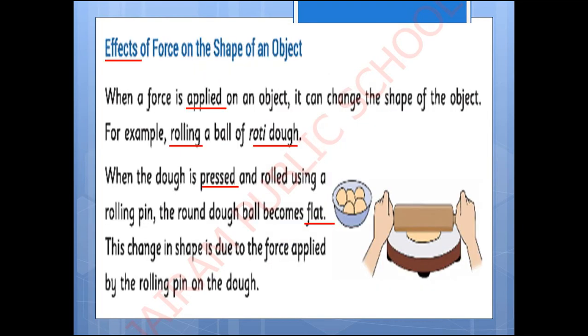Now, let us learn the effects of force on the shape of an object. When a force is applied on an object, it can change the shape of the object. For example, rolling a ball of roti dough: when the dough is pressed and rolled using a rolling pin, the round dough ball becomes flat. This change in shape is due to the force applied by the rolling pin on the dough.